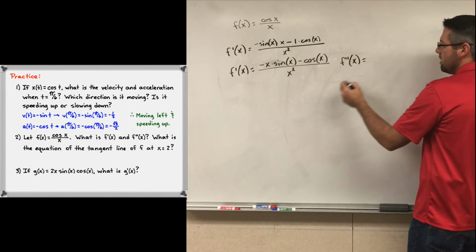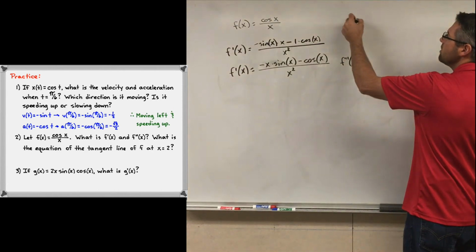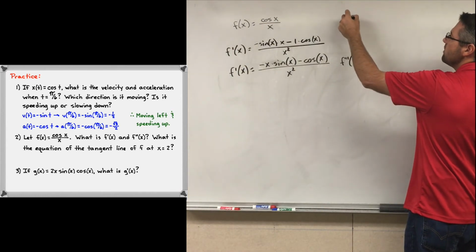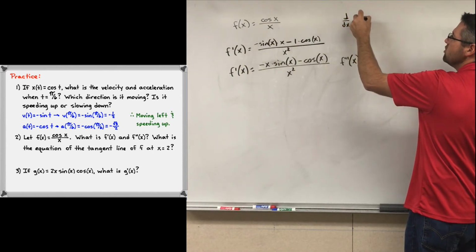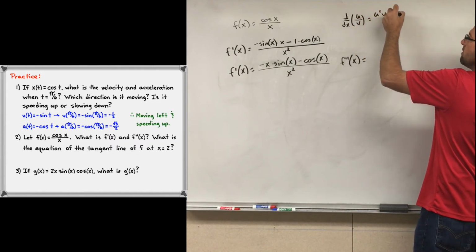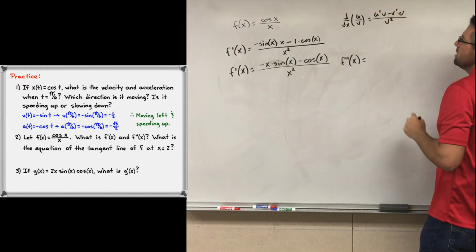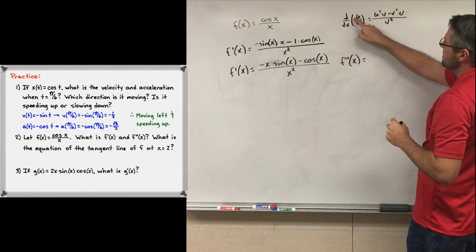I'm going to say that, remember, how do I want to say this? If I want the derivative with respect to x of u over v, where both of these are functions, it's u prime times v minus v prime times u, all over v squared. So I have to figure out the derivative of the top thing.